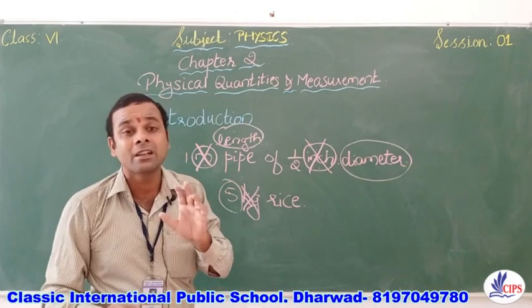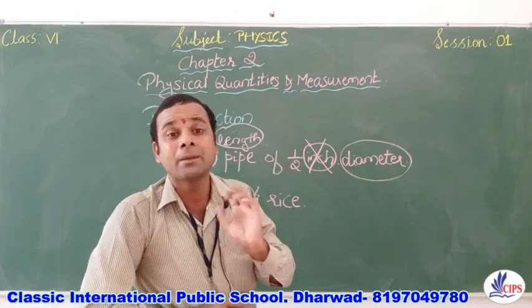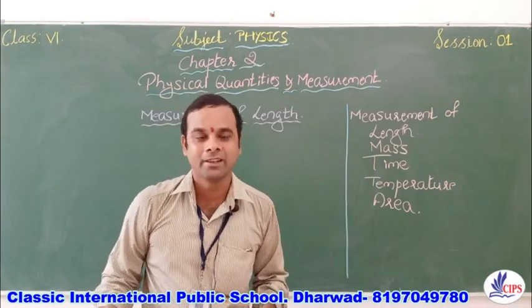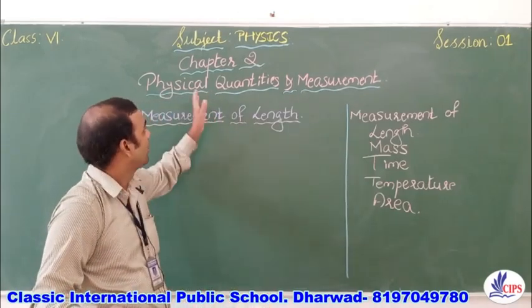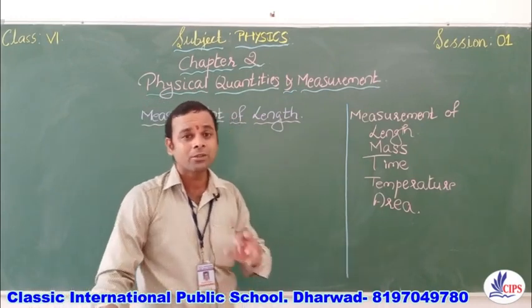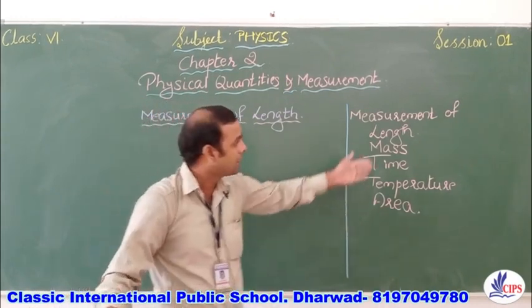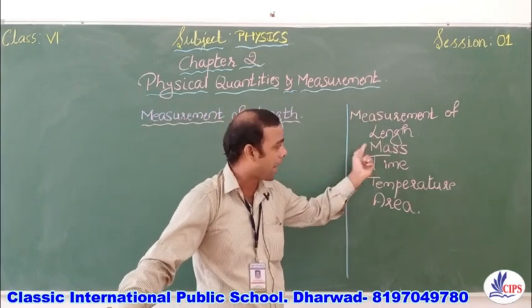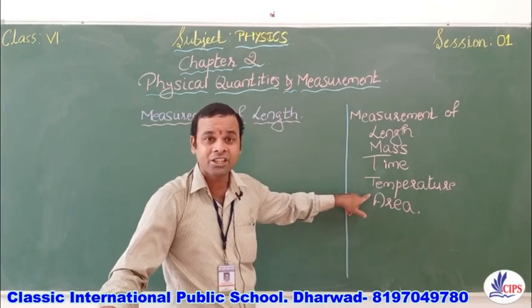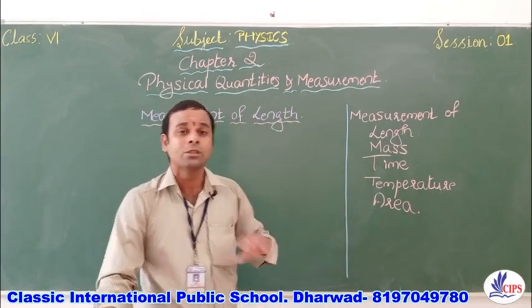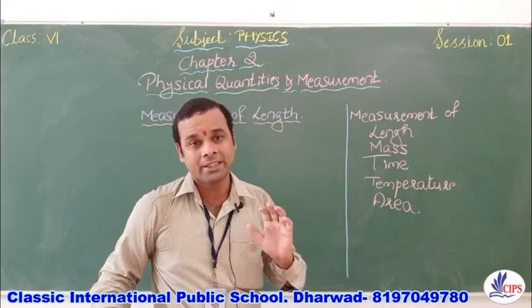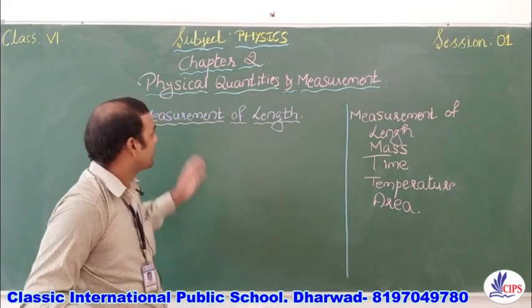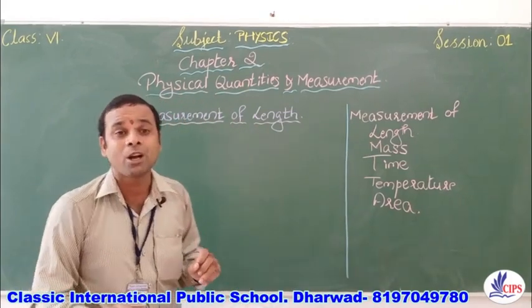So I hope you understand about the physical quantities and the importance of these measurements, right? So in this chapter, physical quantities and measurement, we are going to discuss the measurement of these physical quantities. That is measurement of length, mass, time, temperature and area. So these are all known to be physical quantities only, right? Because we have to make a particular measurement, right? So let us first study the measurement of length.